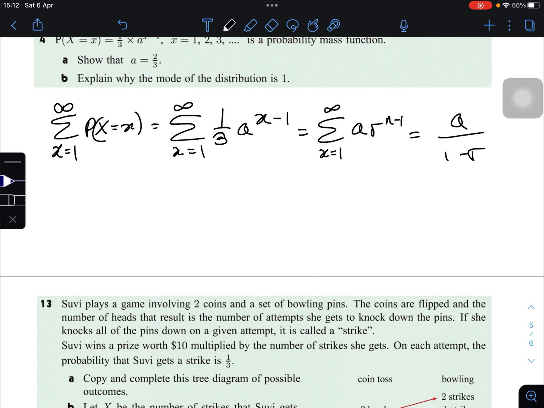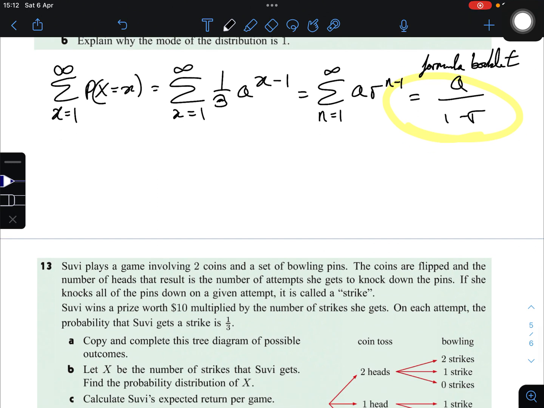And so it's n equals 1, isn't it? Whereas we've got x. And this here is just straight off your formula booklet. I've not taken that from anywhere. That's from your formula booklet. So this is formula booklet, for the sum of a geometric sequence. And so what's my a here? Well, in this case here, a equals a third, and r equals a. And we know that all of that equals 1.